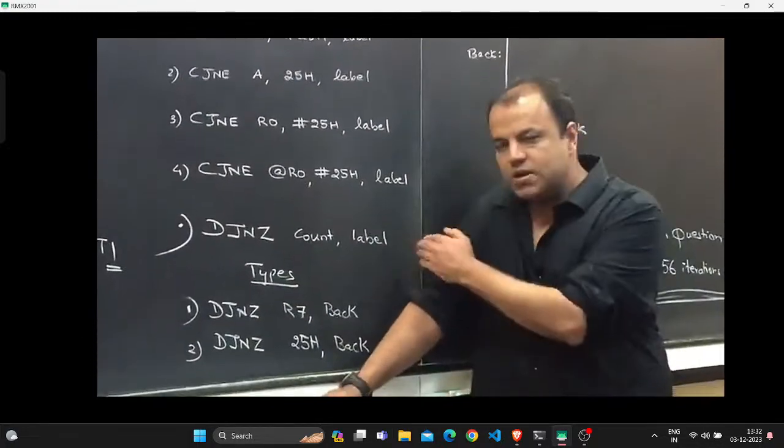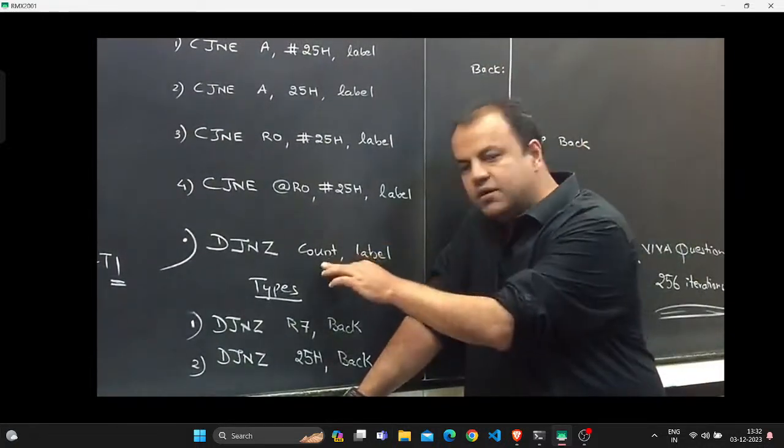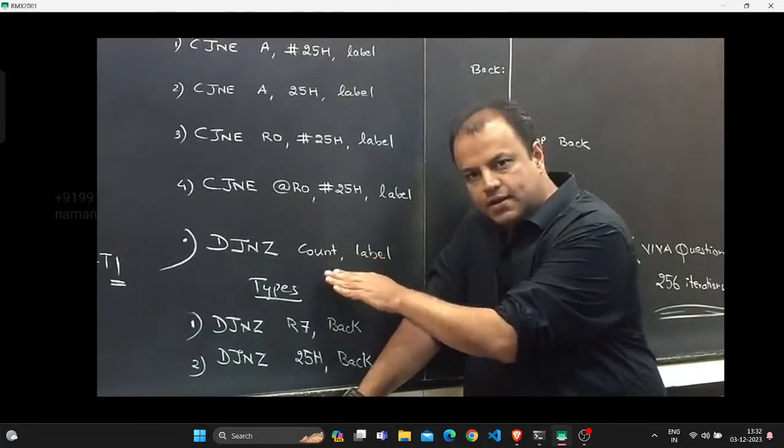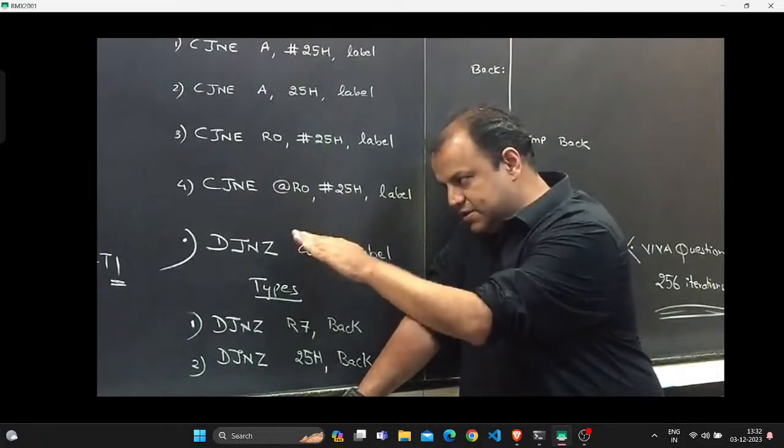DJNZ, count, label. So DJNZ stands for decrement and jump if not 0. It will decrement this count. This count can be any register or it can be any memory location. So it will decrement that count and keep doing it till the time it's not 0. Decrement and jump if not 0.